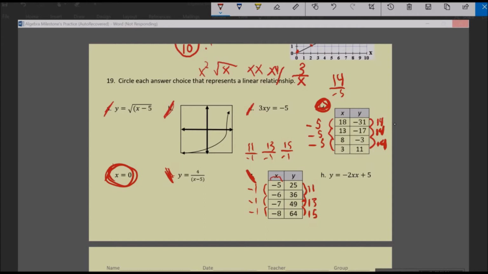We're taking this number right here and we're squaring it, and we're getting 25. Negative 5 times negative 5 gives you 25. Negative 6 times negative 6 is 36. And if you have an equation in which a number is being squared, that is not a linear relationship. H is not going to be linear either because it has two variables touching each other.